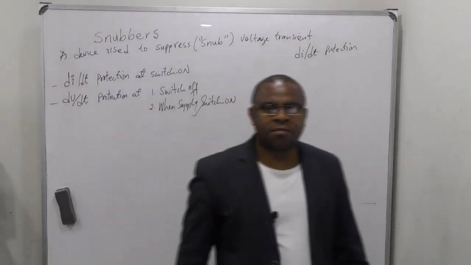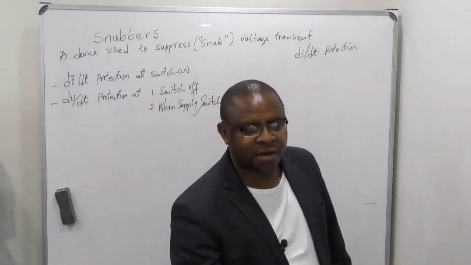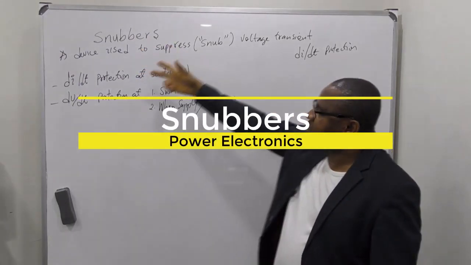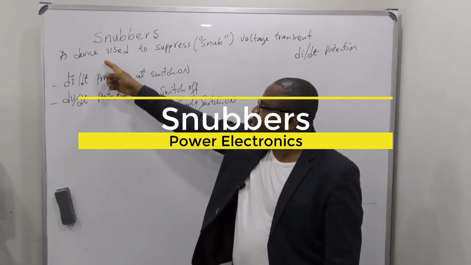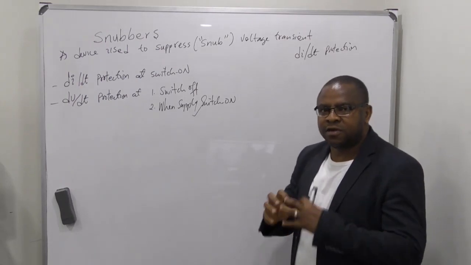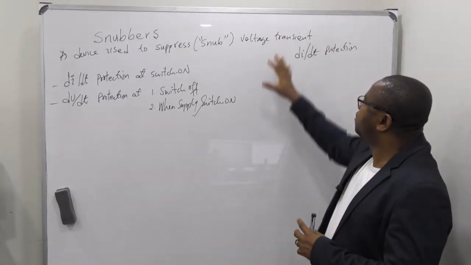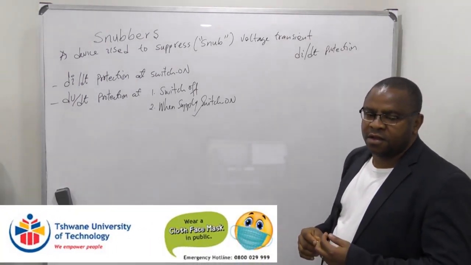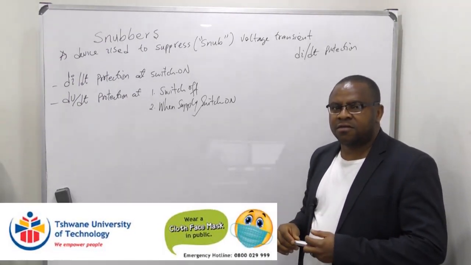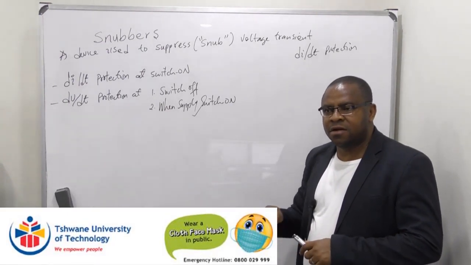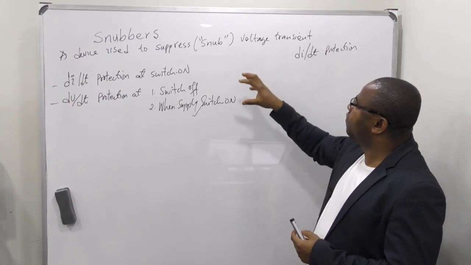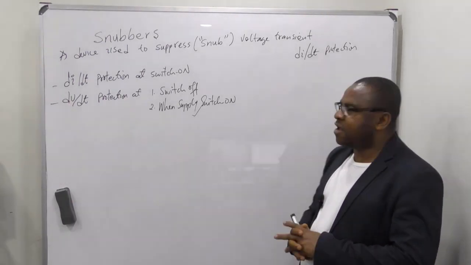Okay, welcome back. Now we're going to look at snubbers. What is a snubber? A snubber is just a device that is used to suppress, or to snub, voltage transients. You should know that once there is switching, from what we did in Module 1, there's always a transient. So we need to look for a way of suppressing those transients.